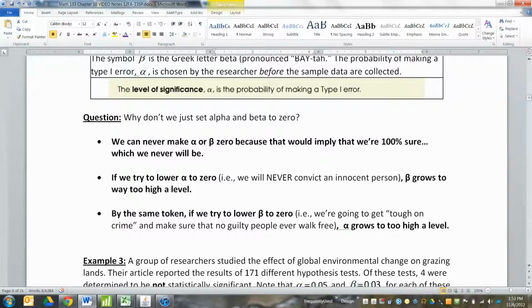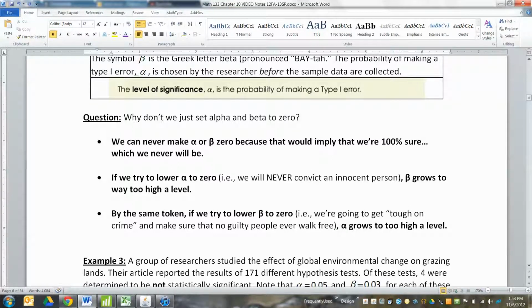Right? Alpha grows to too high of a level, the probability of doing the other problem. So if you try to lower the guilty people walking free problem, then you grow the innocent people being put away problem, and vice versa, right? They're sort of on a teeter-totter together. So when one goes up, the other one kind of goes down, and vice versa.